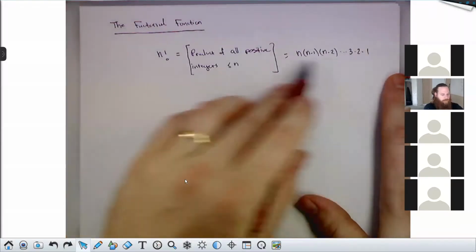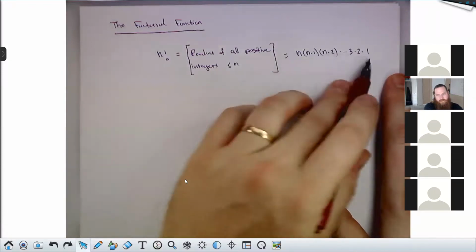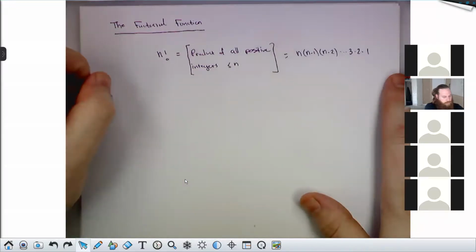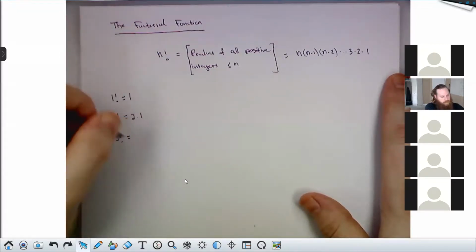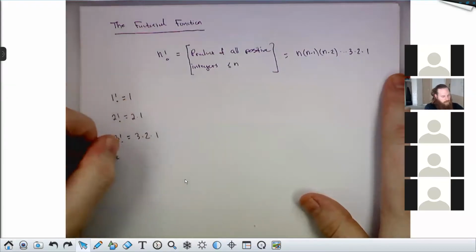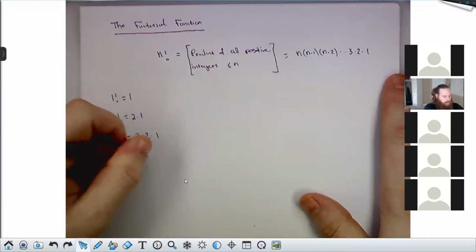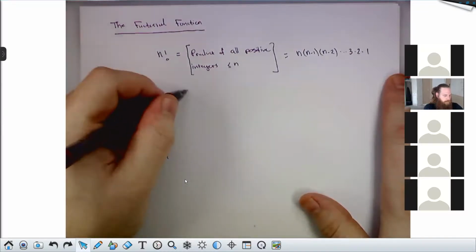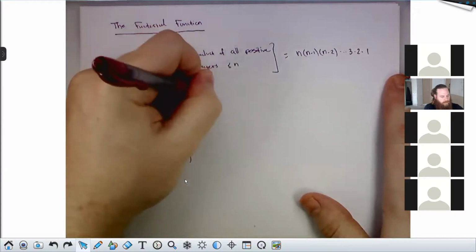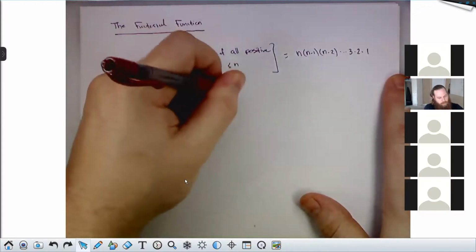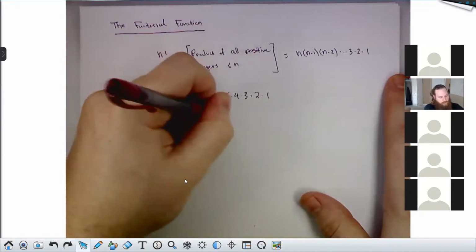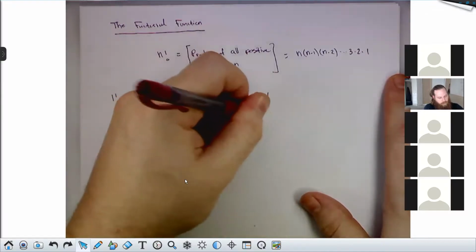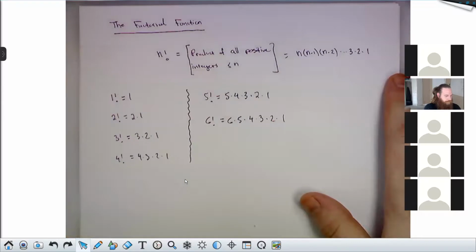Now this formula kind of only works if n is bigger than 3, right? It doesn't really make sense if n is like 1. But the way it works, 1 factorial is 1. 2 factorial is 2 times 1. 3 factorial is 3 times 2 times 1. 4 factorial is 4 times 3 times 2 times 1. I'll partition the page here. 5 factorial is 5 times 4 times 3 times 2 times 1. Do one more. 6 factorial is 6 times 5 times 4 times 3 times 2 times 1.